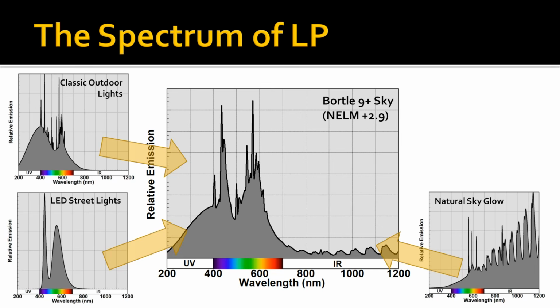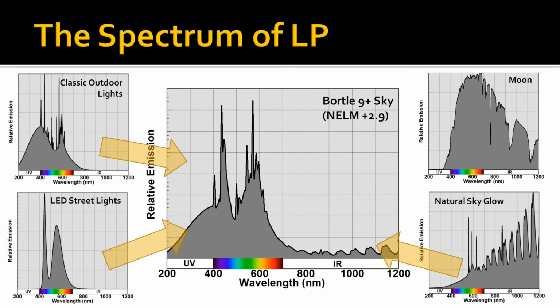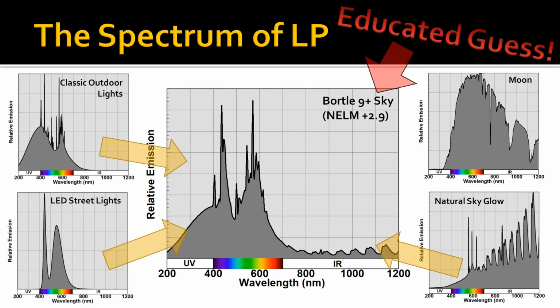There is another important natural light pollution source, the moon, but I have not included it in my baseline spectrum construct. Based on the information I could find, I made an educated guess at how to mix these light sources together and end up at the correct integrated sky brightness.